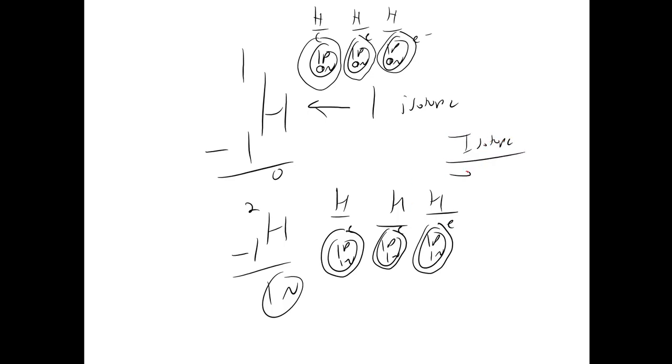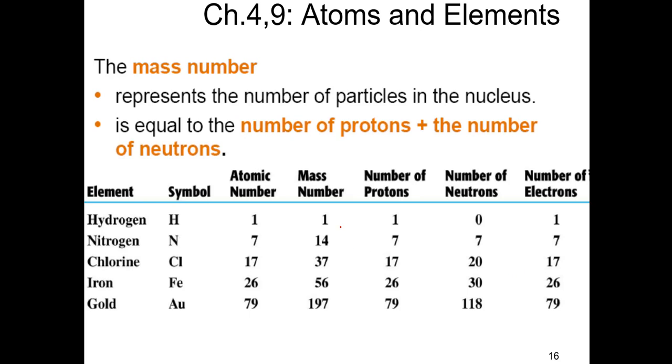Another definition of isotope is that they have the same atomic number. And if they have the same atomic number, then they're obviously the same element. And they have the same mass number. So therefore, they have the same number of neutrons. Now, let's go ahead and move on.